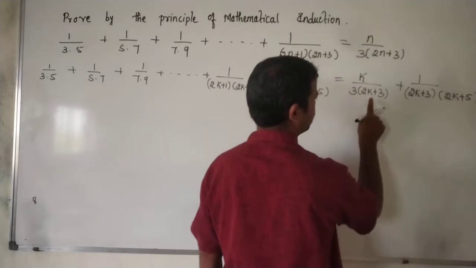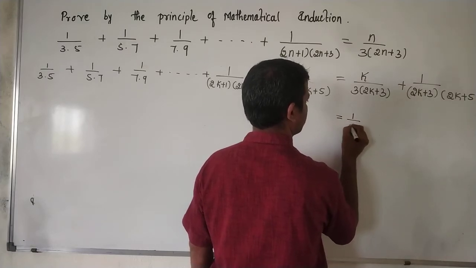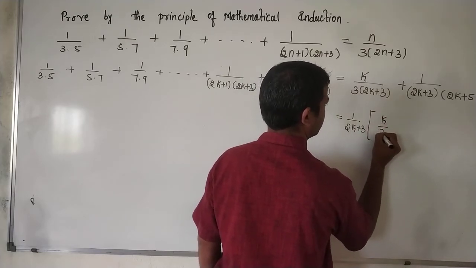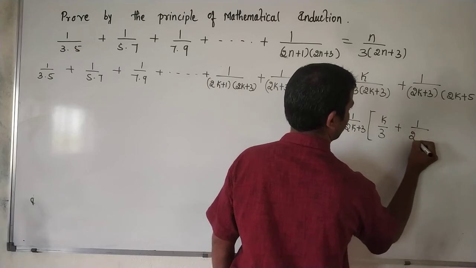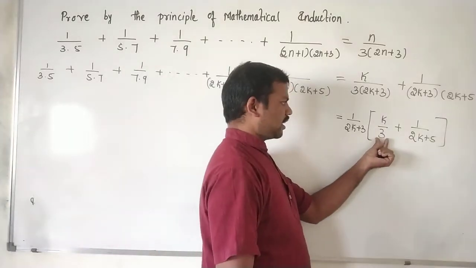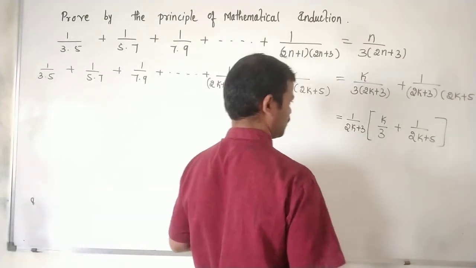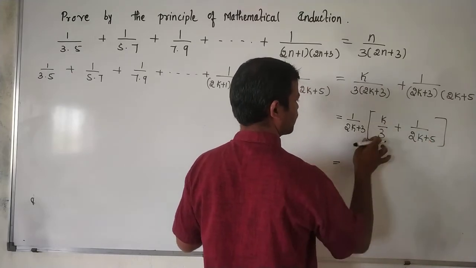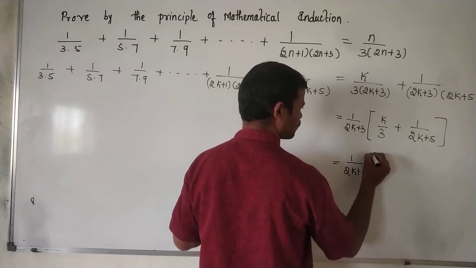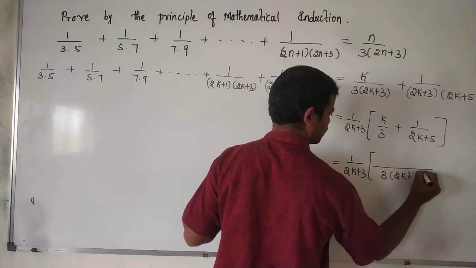So what is common? 2k plus 3 is common. Take it outside. So what is left there? 1 by 2k plus 3 is common. So what is left is k divided by 3 plus 1 by 2k plus 5. So the LCM is 3 times of 2k plus 5. Multiplying this side and this side, 1 by 2k plus 3, we get 3 times of 2k plus 5 by LCM.